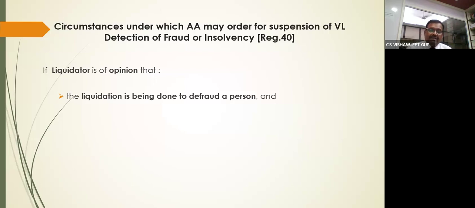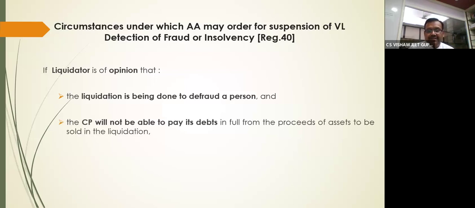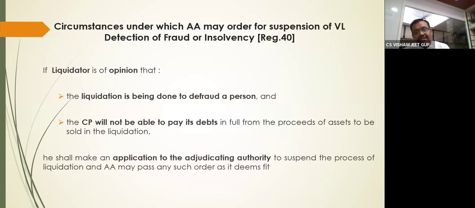So if the liquidator is of the opinion that liquidation is being done to defraud any person, and the CP will not be able to pay its debts in full from the proceeds of the assets to be sold in liquidation, then he shall make an application to the adjudicating authority to suspend the process of liquidation, and the adjudicating authority may pass any such order as it deems fit. So suspension of voluntary liquidation can be done by the adjudicating authority on the application of the liquidator if the liquidator comes to know that these two conditions, which are the basic terms and conditions for the voluntary liquidation process, are not being fulfilled.